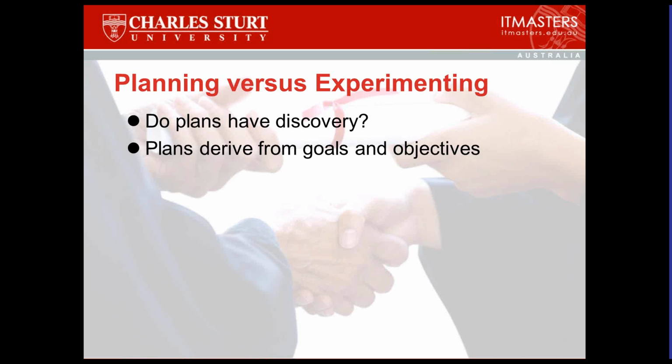Now, we create plans. When we create plans, they derive from the goals and objectives, the end game, the thing we want at the far end. That's where plans are derived from. Well, so are experiments. What we're talking about here is that experiments, in a puristic sense, begin with a theory or a hypothesis or an idea or a vision, and then they go and test. They test the available information to see whether or not that theory, that hypothesis is true. And the experiment evolves as the information comes to light.